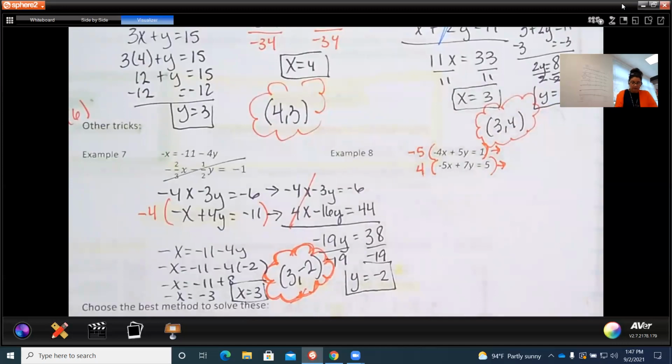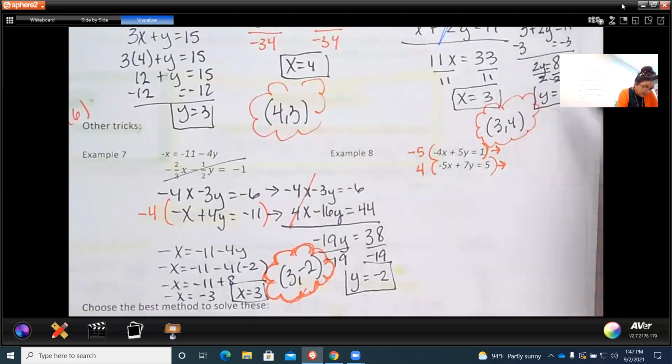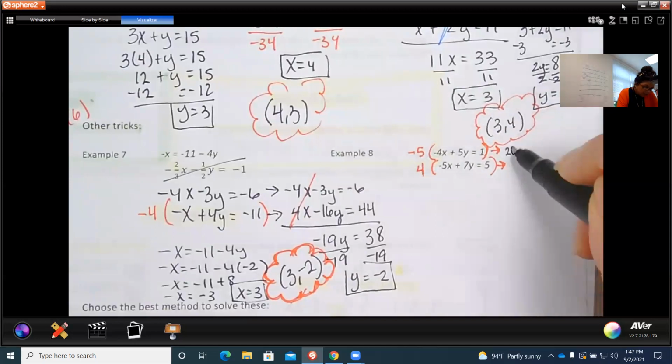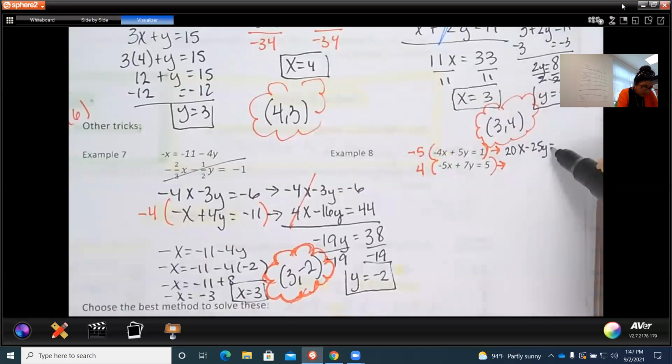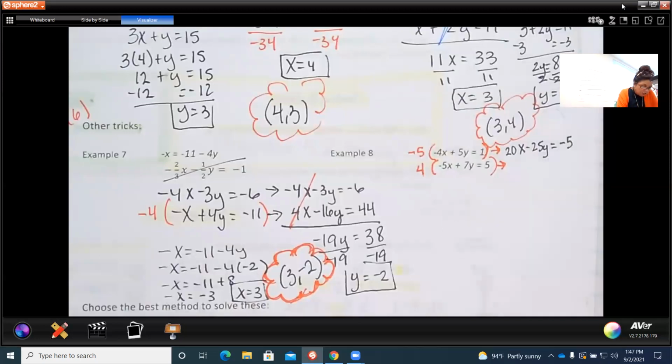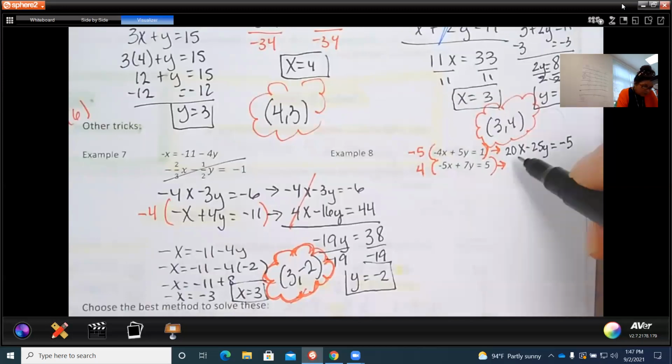Okay, don't do that. So let's distribute the -5. I get 20x minus 25y. Y'all tell me if I make a mistake. Equals -5. The bottom, I'll distribute the 4. I get -20x plus 28y equals 20.